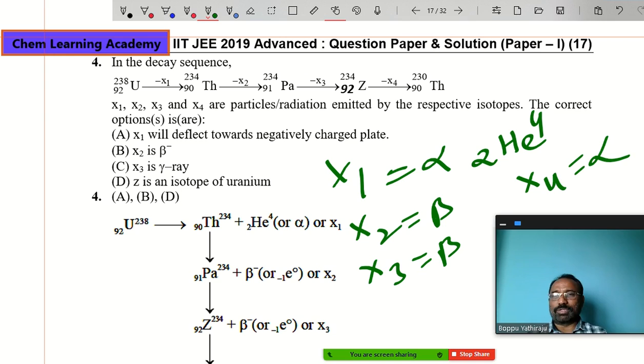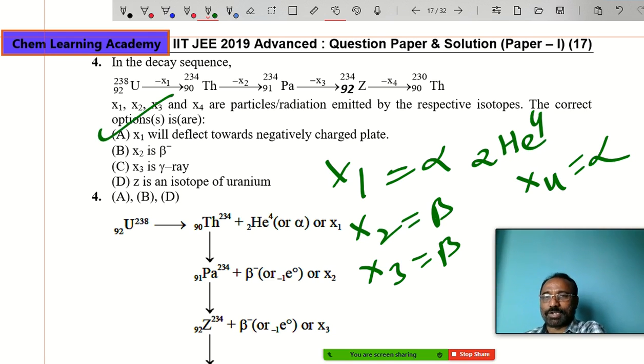Now observe the options. X1 will be deflected towards the negatively charged plate. Here the alpha particle, nothing but 2 helium-4, has 2 units of positive charge. Therefore, positively charged particles are deflected towards the negatively charged plate. That is the right statement. And X2 is a beta particle. It is also a right statement. X3 is a gamma ray. That is a wrong statement because X3 is a beta particle.